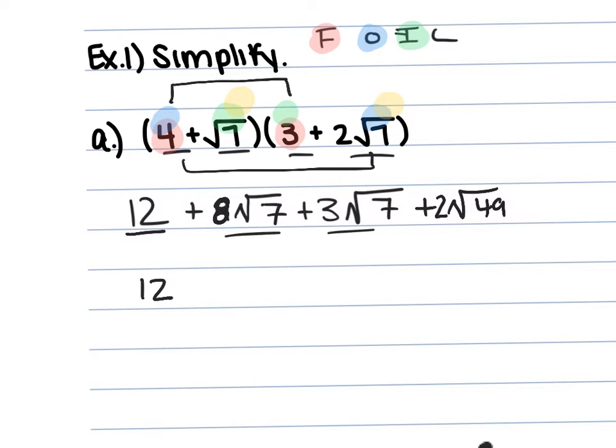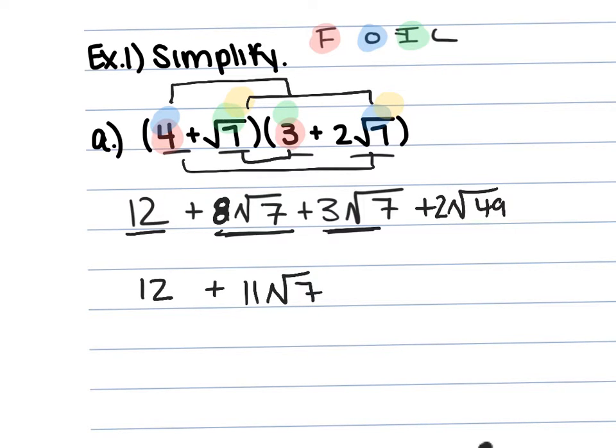Okay, so 8 there. Inner times inner is 3 square root of 7, and last times last is the square root of 49. Okay, so we've got 8 square root of 7 plus 3 square root of 7. What does that become? 11 square root of 7. 8 square roots of 7 plus 3 more square root of 7 is 11 square root of 7.